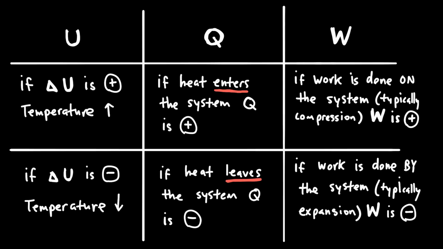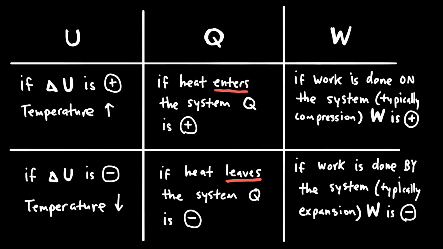There's a similar definition for how work is done. If work is done on the system, so the environment or you or somebody's pushing down on a piston maybe to compress the gas, work is being done on the gas, it's being compressed, then work is defined as being positive because that would work to increase the internal energy of the gas. And if work is being done by the system, so typically expansion, so maybe I'm adding heat to a gas and it's expanding by pushing up on the piston, then work is defined as being negative.